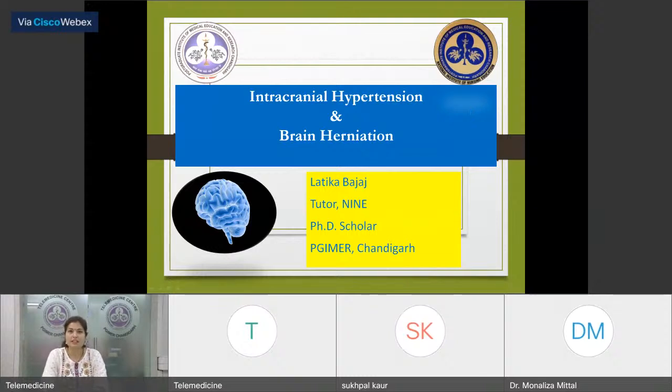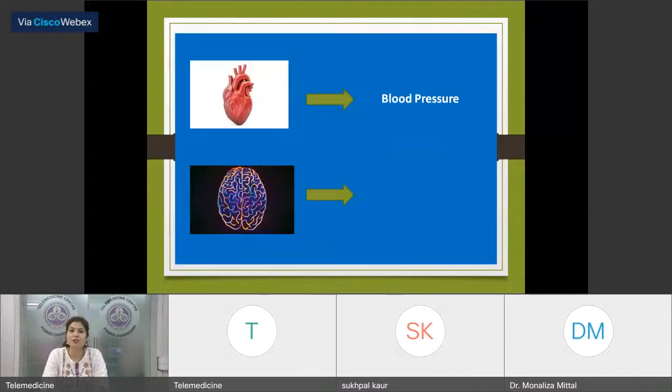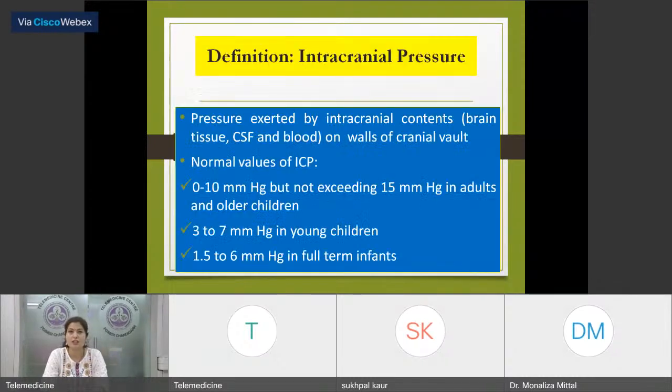Today's first topic is intracranial hypertension and brain herniation. Whenever we talk about the heart, we always talk about blood pressure. But what about the brain? What is the best thing we have to assess when we ask about the brain? It's the intracranial pressure. So what is intracranial pressure? It is the pressure exerted by the intracranial contents, which are the brain tissue, cerebrospinal fluid, and the blood, against the wall of the cranium.